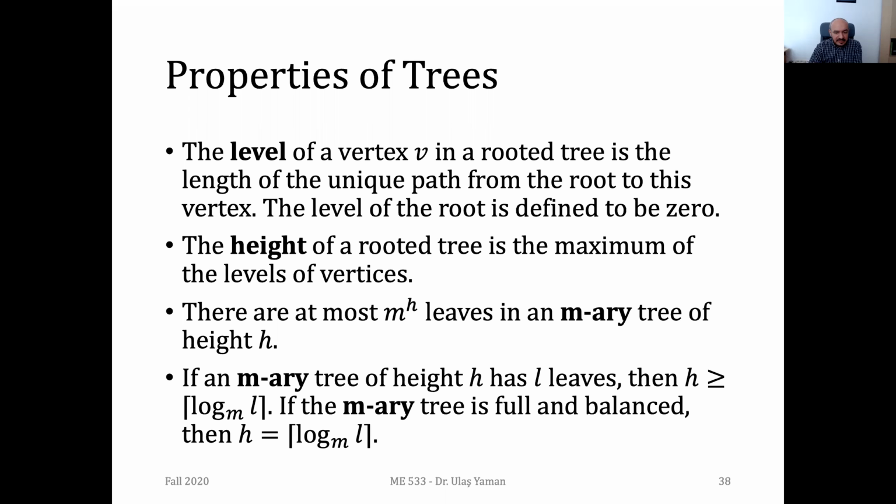Another expression we have is between the height and the leaves again. If you determine somehow the number of leaves, and if you know the size of your tree, if it's binary or tri-ary, then by using this scaling logarithm function, we can determine the height of your tree.